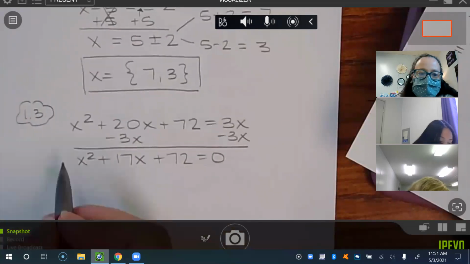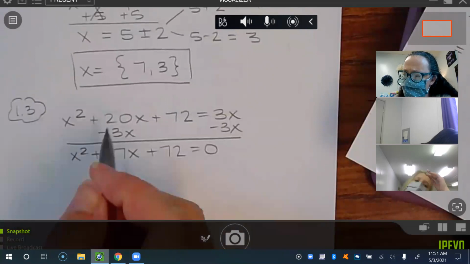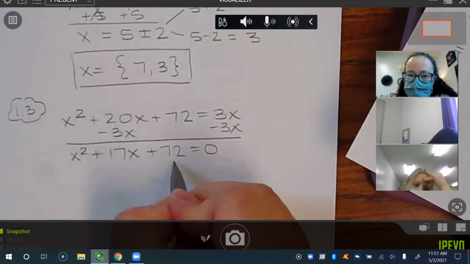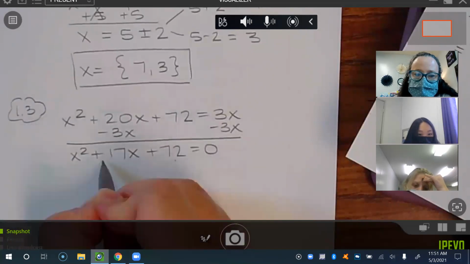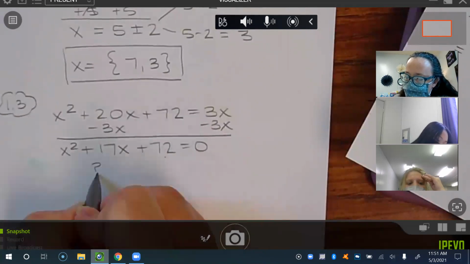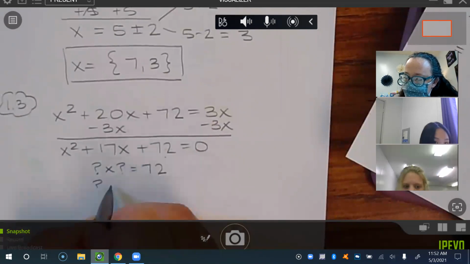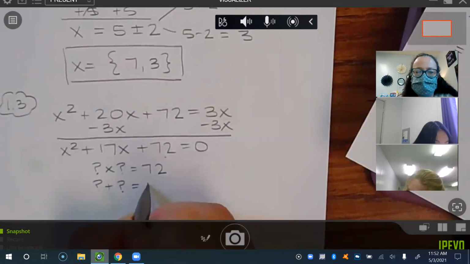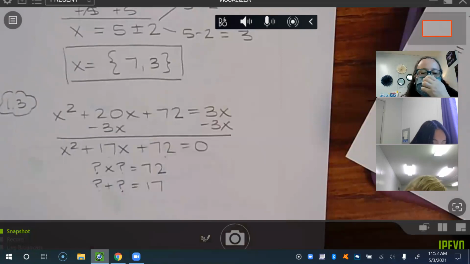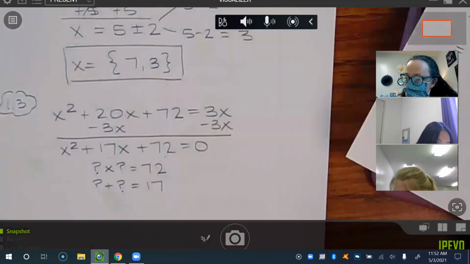Now, this A is 1, so it's not really one of those really difficult ones. But we go, what times what is 72, but adds to give you 17? So when A is 1, you can do it like this. And if I remember right, you guys told me Miss Kane did like an asterisk method or something like that. I didn't do that. I just, yeah, 8 and 9, good.